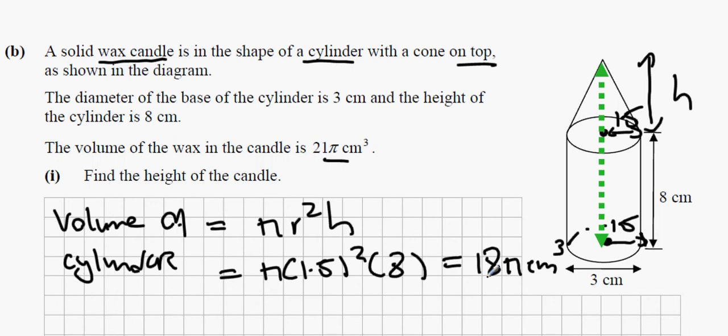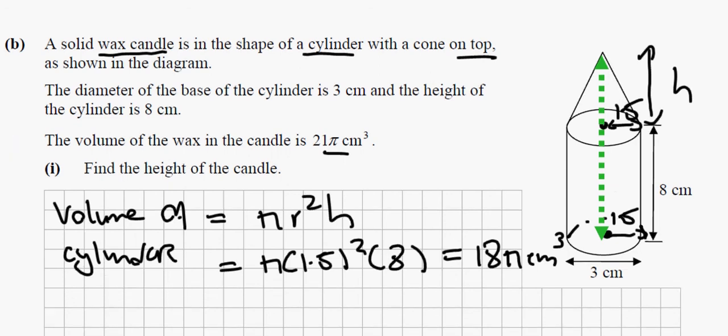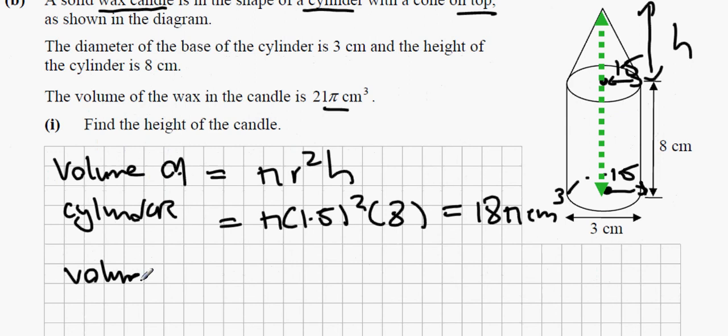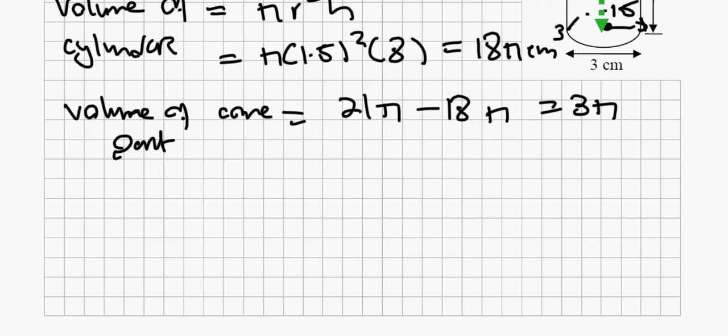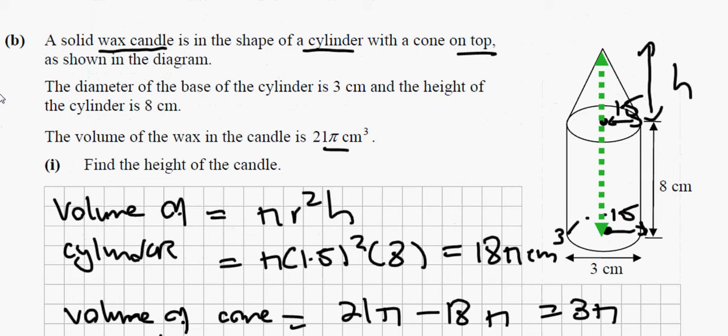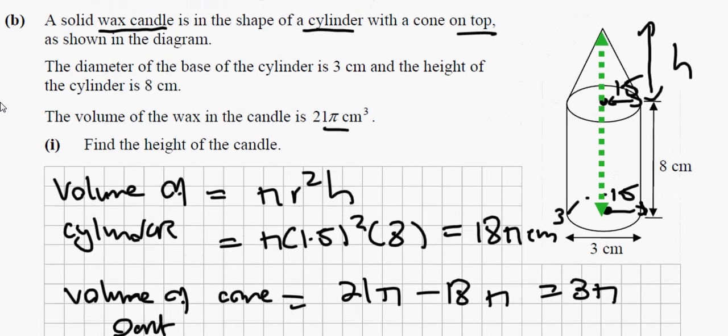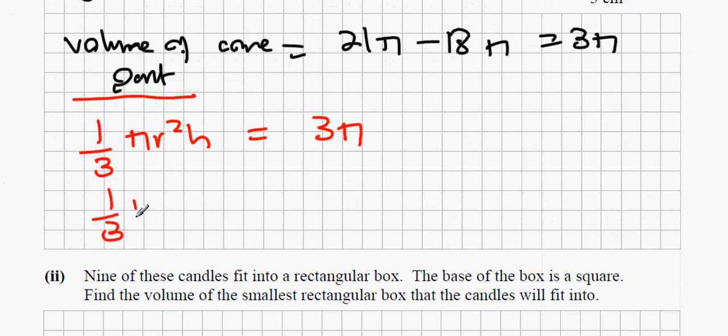This means that the volume of the cone part is going to be 21 pi, which is the volume of the full thing, minus 18 pi, which is equal to 3 pi. Now, next thing you need to do is look up the volume of a cone, once again in your notes on page 10. Volume of a cone is 1/3 pi r squared h. And we know that that equals 3 pi. We know the radius is 1.5, so it's going to be 1/3 pi multiplied by 1.5 squared times h equals 3 pi.